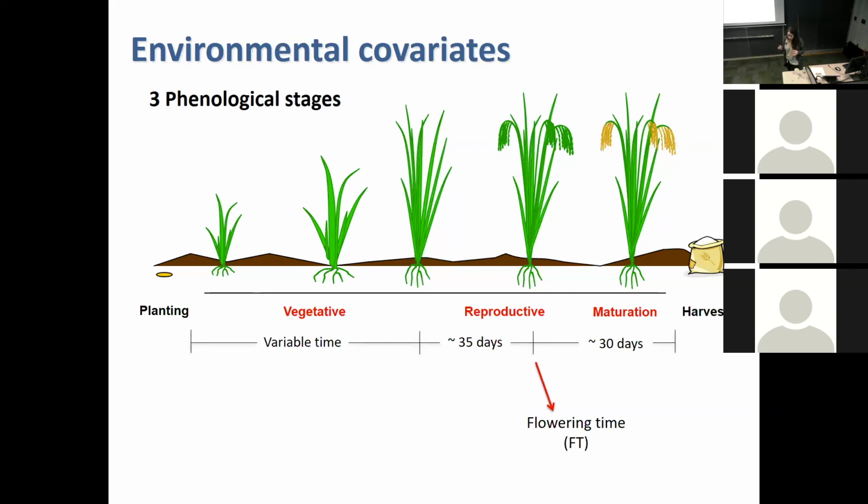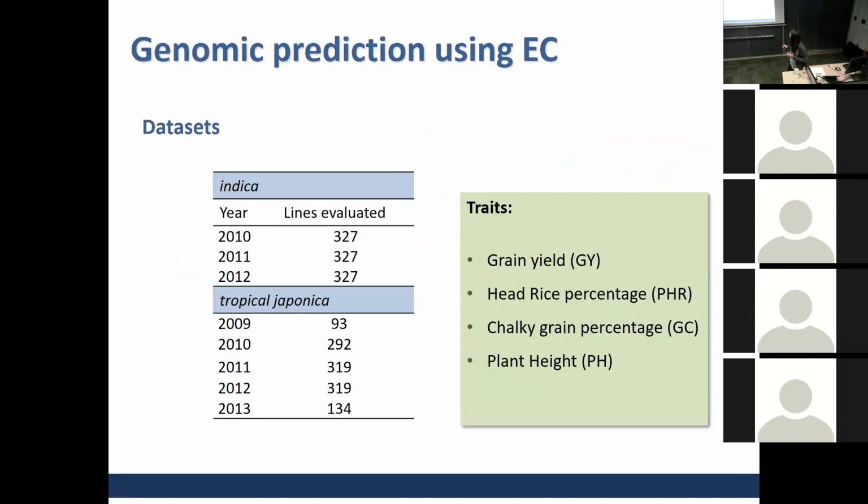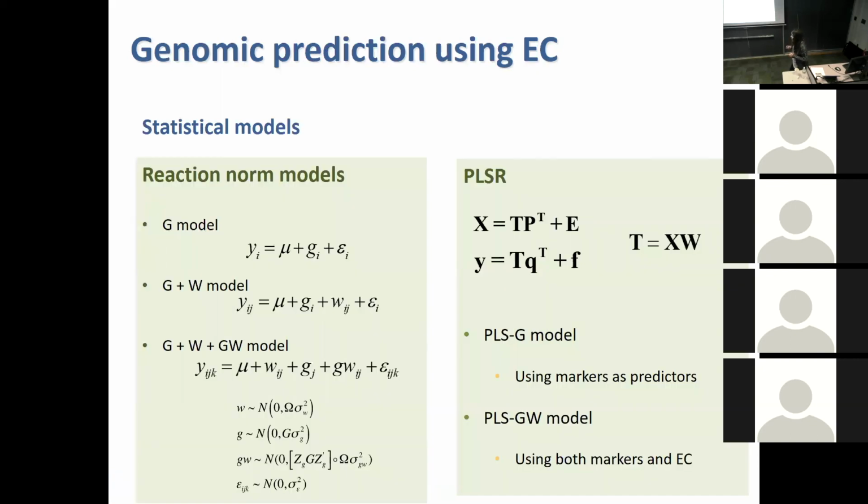So we calculated our covariates as their averages over all these stages for both the tropical japonica and the indica data sets. The data sets we used were the same as in the previous work. The only difference was that the tropical japonica data set had 2 more years of evaluation. And the traits used were grain yield, head rice percentage, chalkiness, and plant height, as a control for a trait that is not controlled by the environment so much.